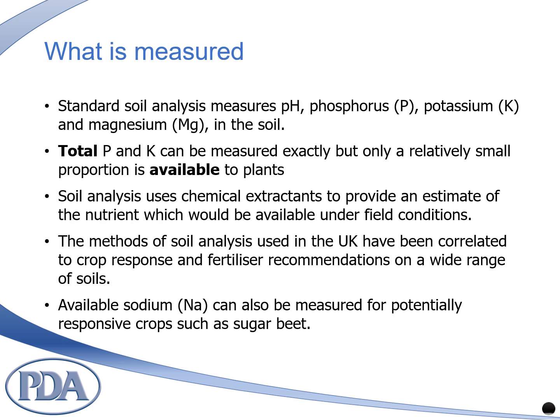What is measured? pH, phosphate, potash and magnesium. The standard soil analysis package measures soil acidity, pH, and estimates the plant available concentrations of the major nutrients phosphorus, P, potassium, K, and magnesium, Mg, in the soil.